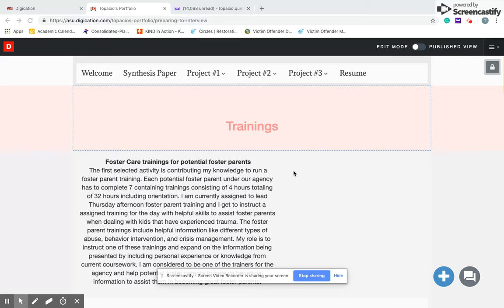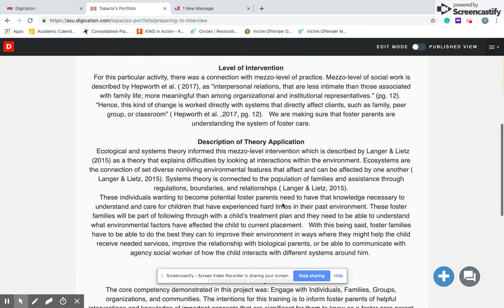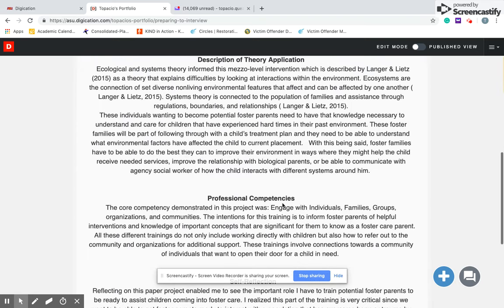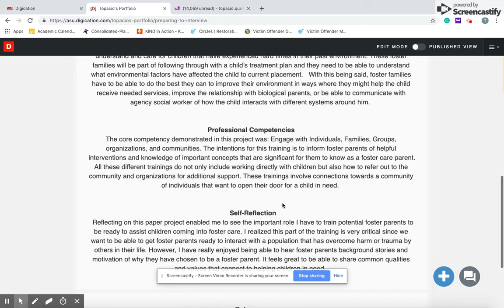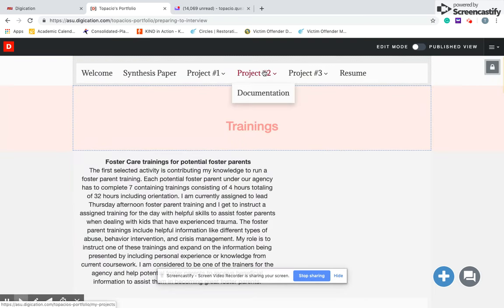As far as the three activities, the first one was trainings for people who potentially want to become foster parents. I have been a trainer for a couple of weeks already. Here I described everything we were supposed to include: level of intervention, theory application, professional competencies, and self reflection. That was my first activity.